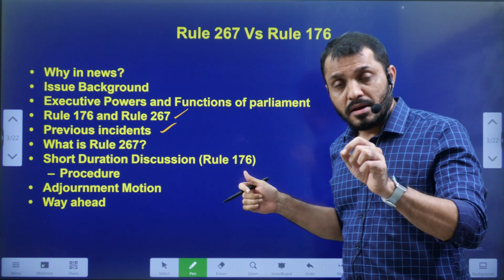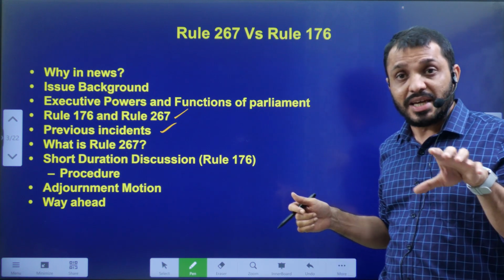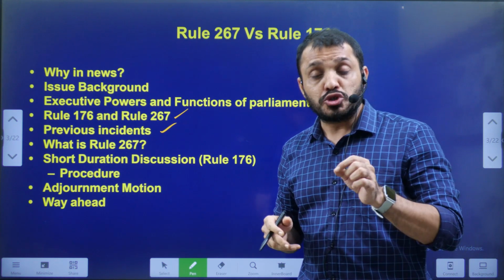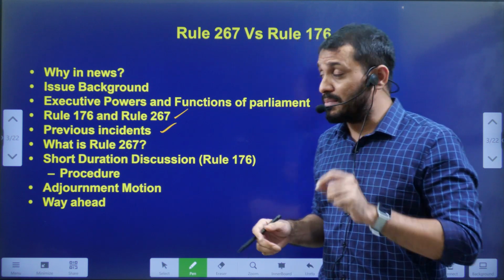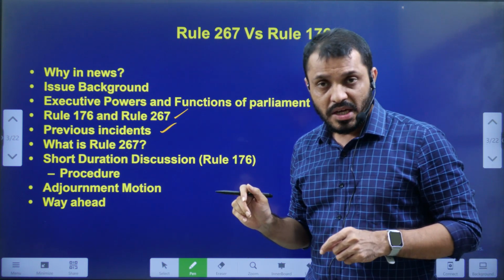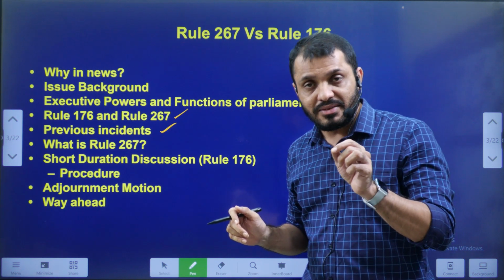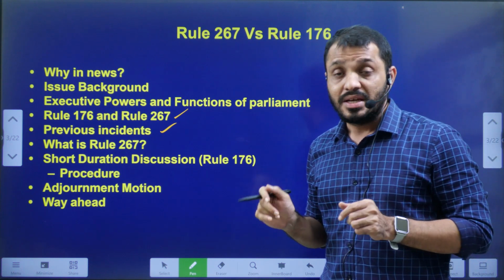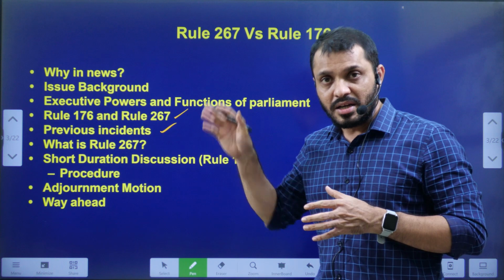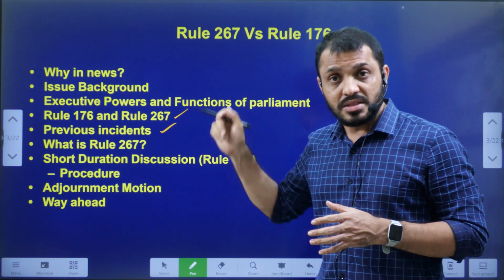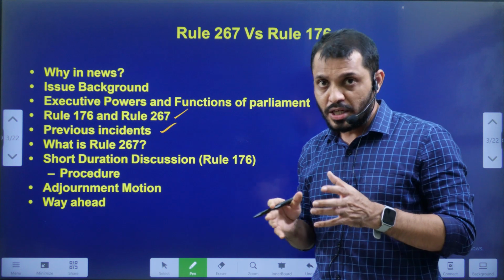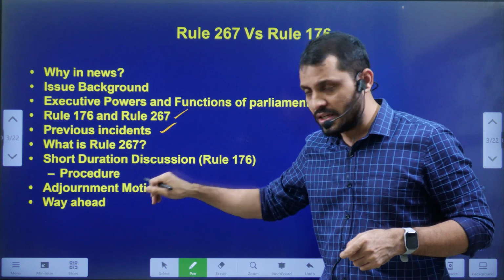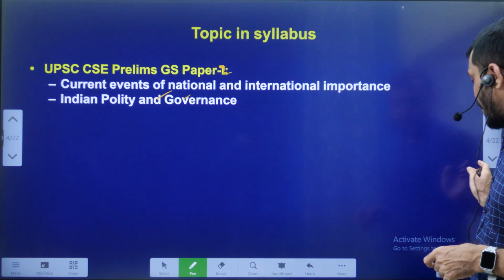This entire discussion came in the context of the Manipur violence. Opposition parties are demanding that the issue related to the Manipur violence should be taken up through Rule 267, whereas the government is saying that they are ready to discuss the issue under Rule 176. That is the reason there is much debate going on between these two rules. In Lok Sabha, Rule 267 is not going to be useful because Lok Sabha already has a very powerful instrument, that is the adjournment motion. Now let us see why it is in news.